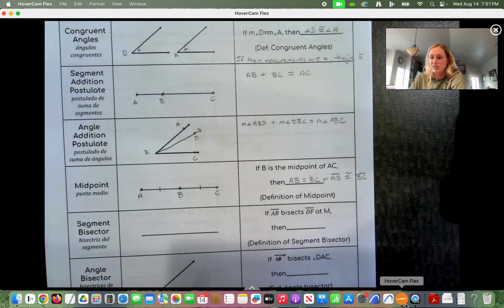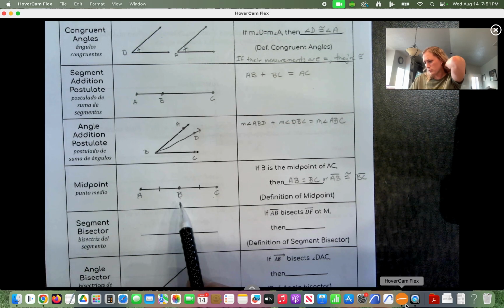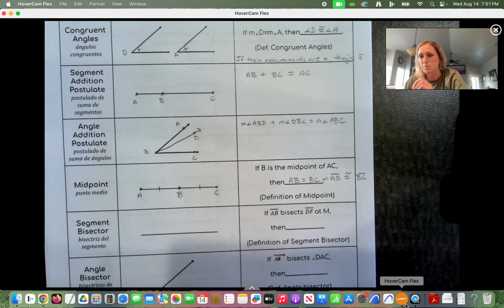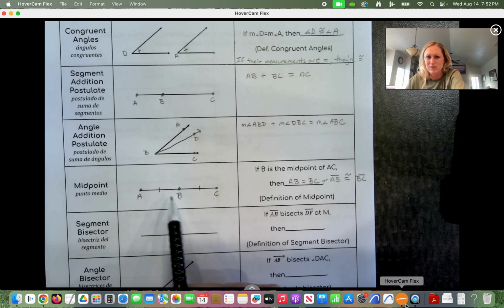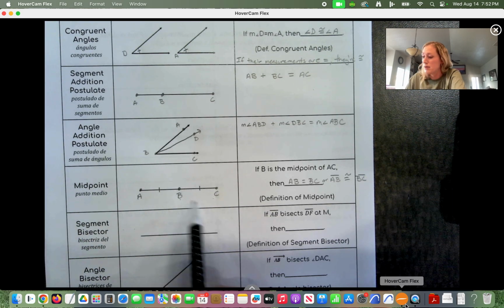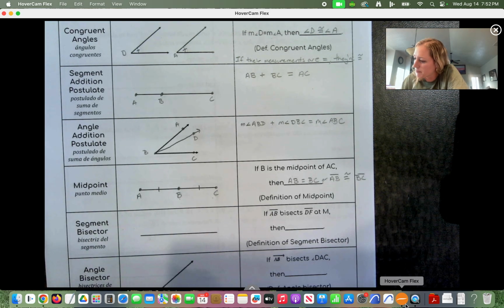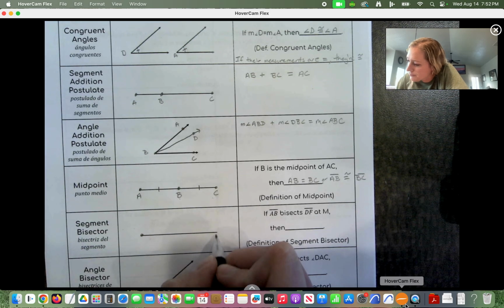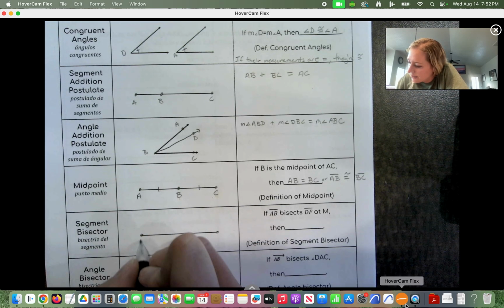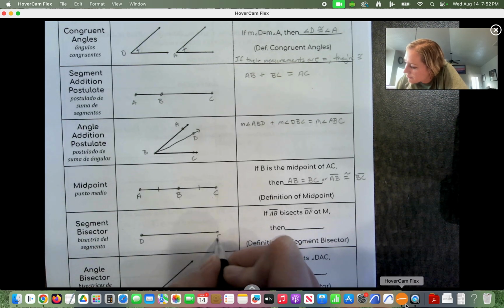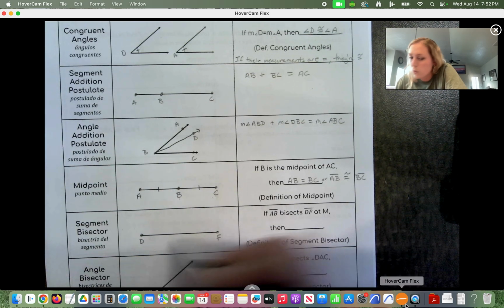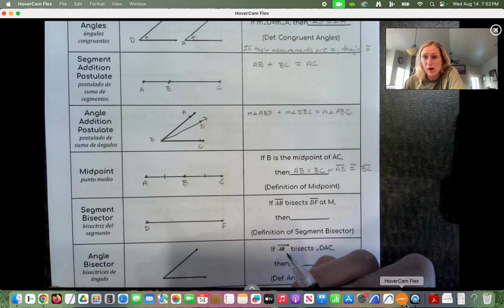Okay, segment bisector. You might say, well, let's talk about that word bisect first. Bi is a root word for two. So bisect means it's cutting something into two equal halves, right in the middle. And you might think, well, isn't B bisecting? Yeah, a point that bisects is called the midpoint, but it doesn't have to be a point necessarily. I'm going to add some letters here, D and F, to match my definition. So we can have a line, a ray, or a point bisect.